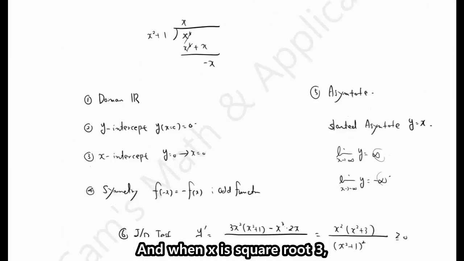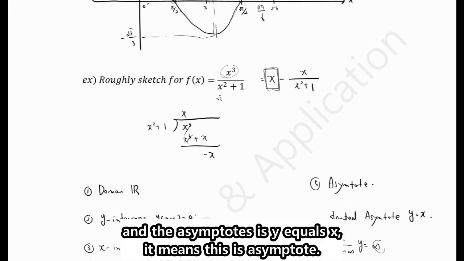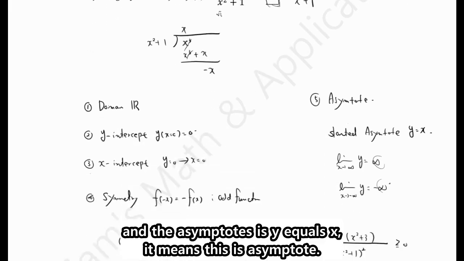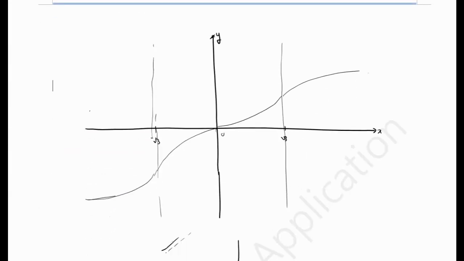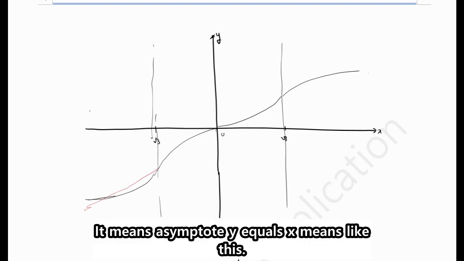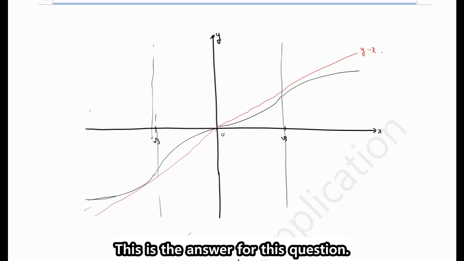And when x is square root of 3, and the asymptote is y equals x, it means the curve follows the asymptote like this. This is the asymptote y equals x. This is the answer for this question.